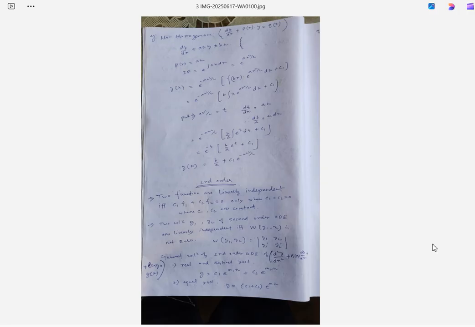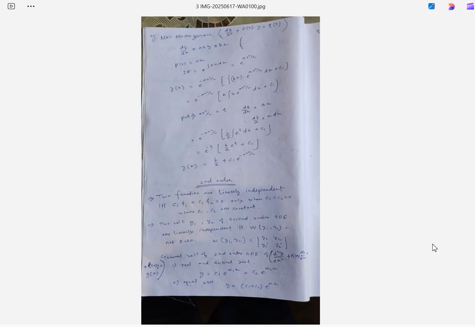General solution of second order ODE, let's take in general the equation d square y by dx square plus p1x, which is a function of x, dy by dx plus p2x into y is equal to g of x. This is not homogeneous, so this is the most general solution. So how are we going to find it out?